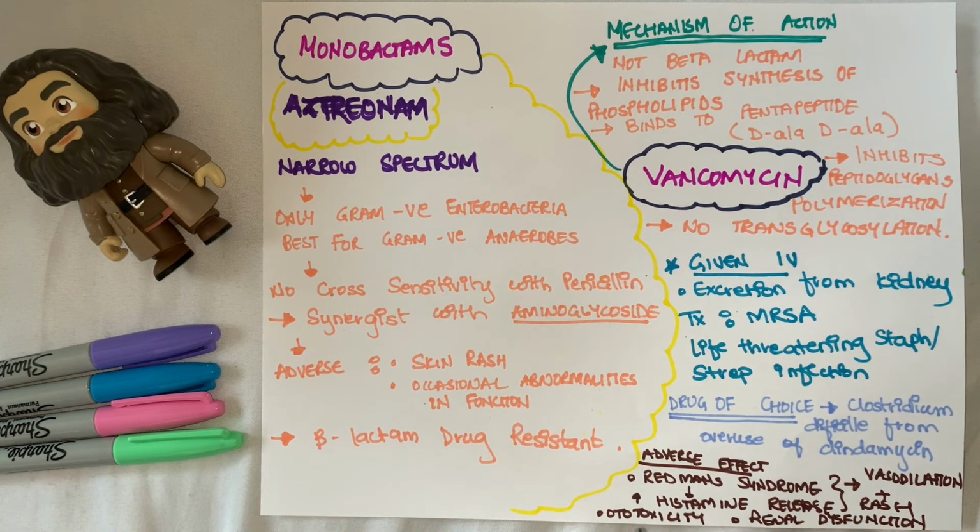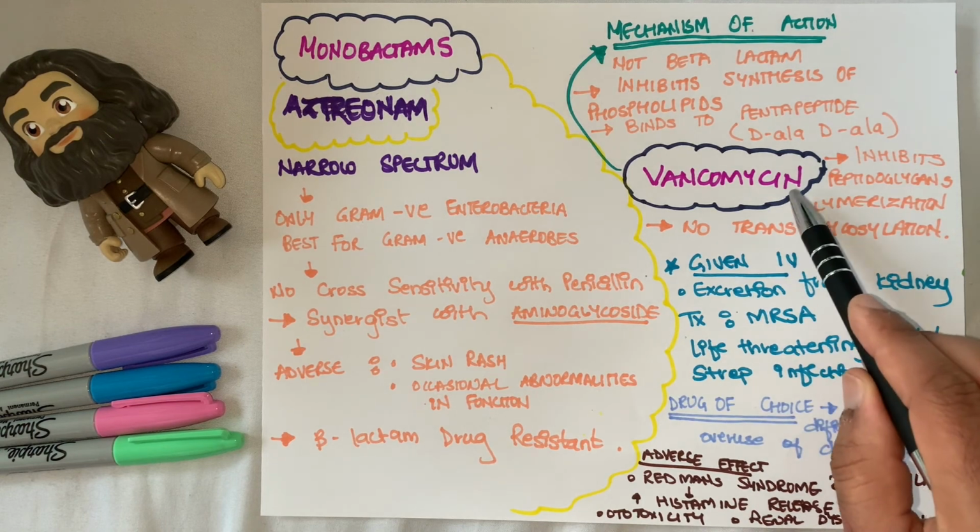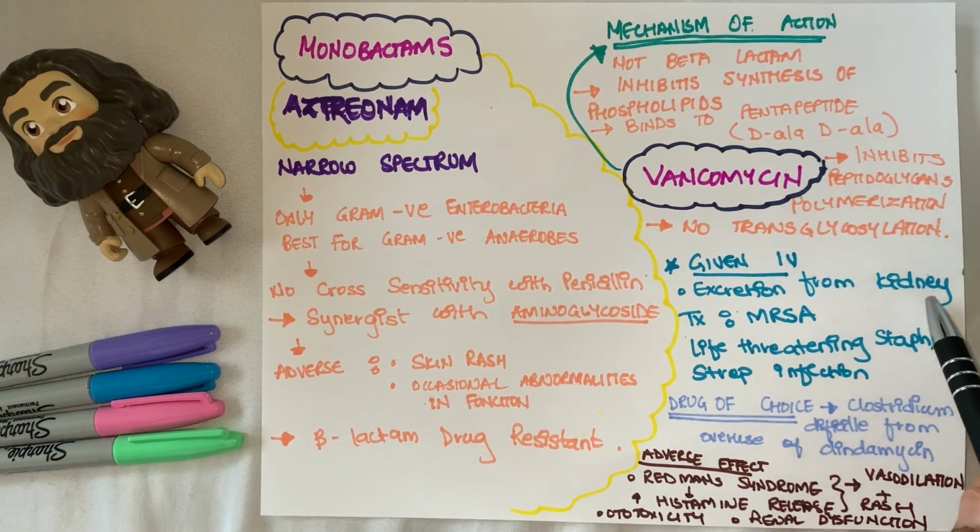It also leads to ototoxicity, in other words, ear toxicities, and renal dysfunction. Remember, it was excreted through the kidney. A strong drug like that, excreting through the kidney, can actually lead to renal dysfunction in severe cases.